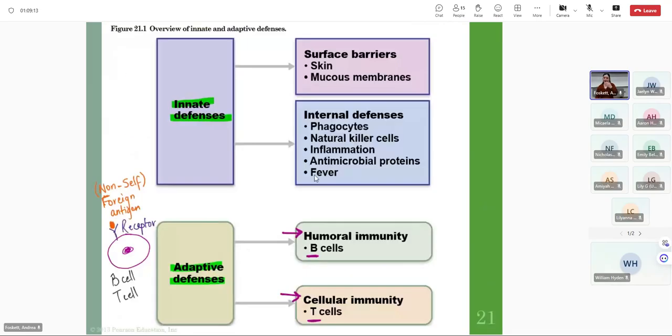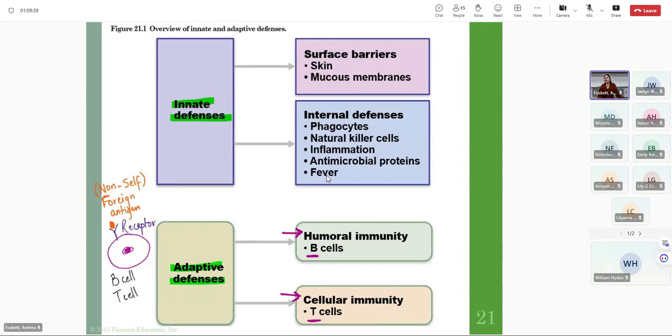All right. So your innate responses are your surface barriers. You have your non-specific responding cells like your phagocytic cells, neutrophils, and macrophages. We'll come back and talk about natural killer cells. Inflammation is a very important aspect of your innate response. We'll also discuss antimicrobial proteins. You do spike a fever when you're fighting an infection. It's all related to the inflammation process.